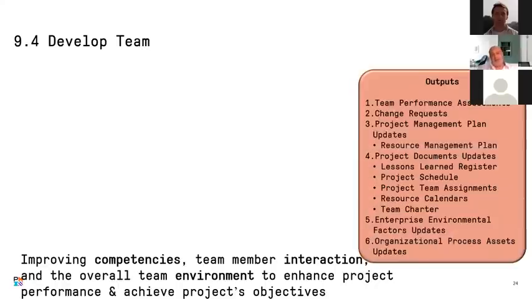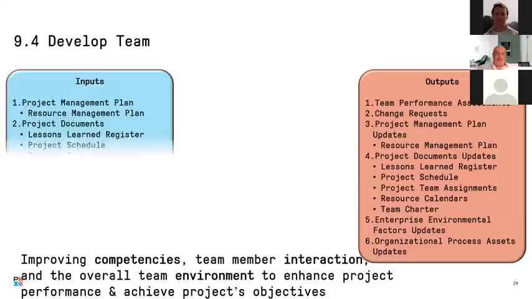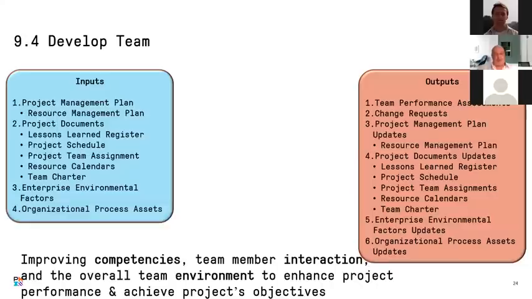So the outputs in here are the team performance assessment and the change requests, and of course the updates for the different documentation that we are going to have, like the project management plan, like the EF and the OPA. The inputs that we have here are the project management plan, which includes the resource management plan that we developed in 9.1, and the project documentation, the EF and OPA.